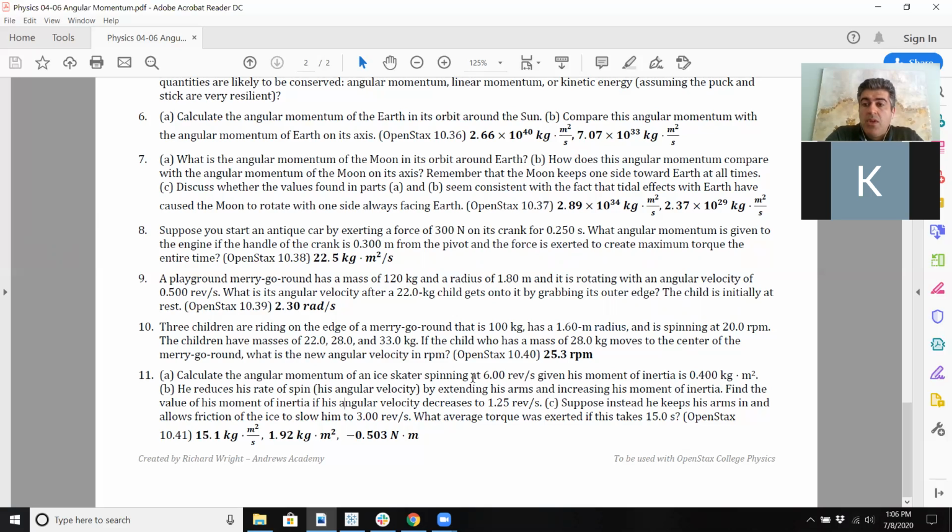in RPMs? So we're going to convert these to, well, actually, maybe we don't need to convert to radians per second. Maybe we can leave it in RPMs because, if you're using the same units all the way through, I don't think it really matters. Yeah, let's just keep everything in RPMs. Okay, and they're riding on the edge. Okay, so let me think about this one here.